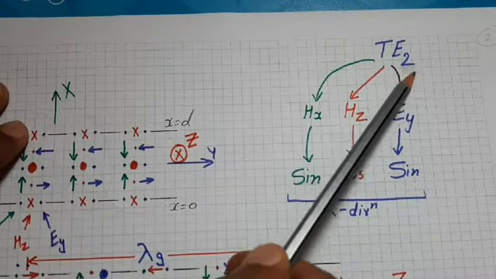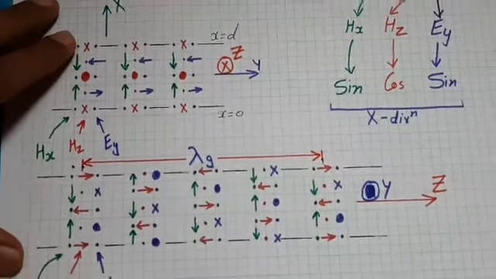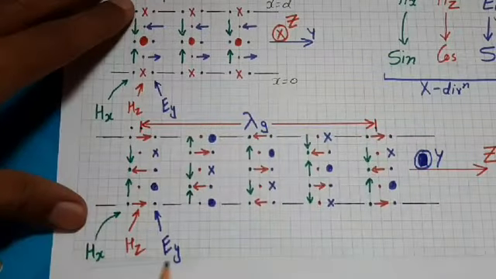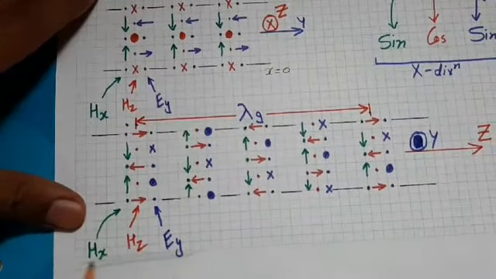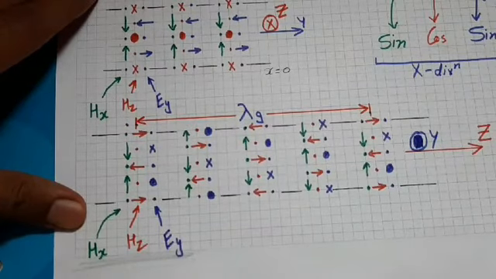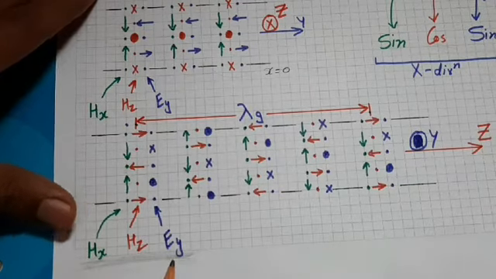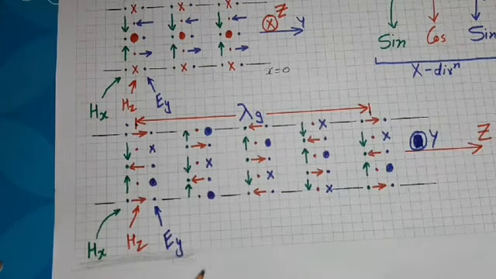Now next question would be, how will we know it is TE or TM? Then the availability of field would be different for TE and TM. In TM, Ex, Ez and Hy were existing, and in TE, Hx, Hz and Ey are existing. So this thing we have to take care.